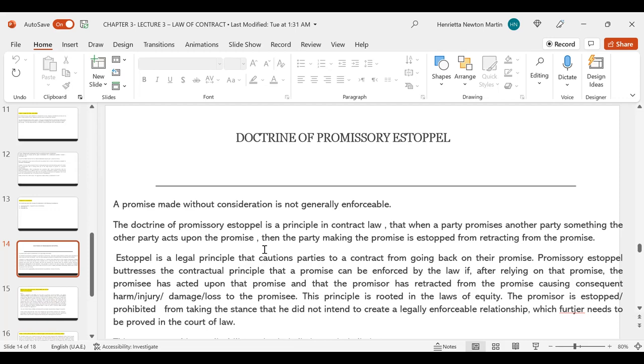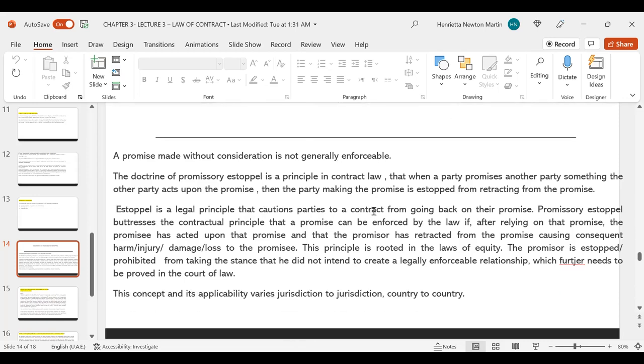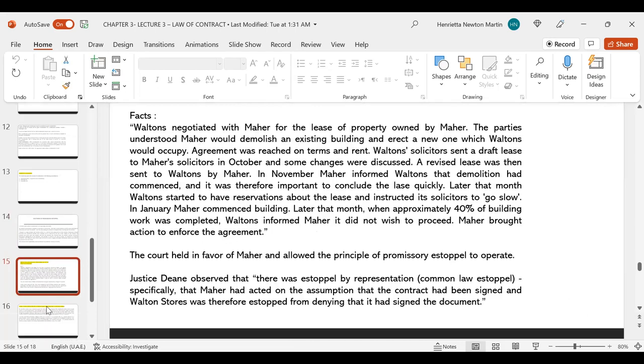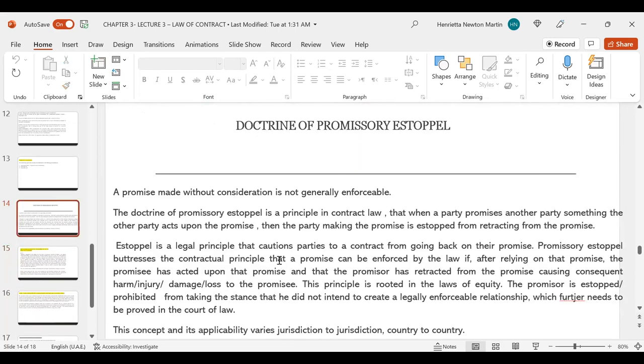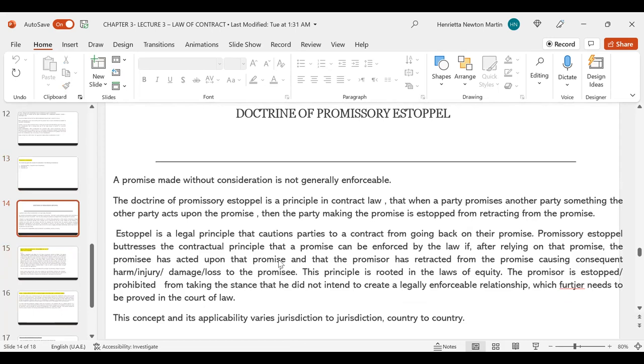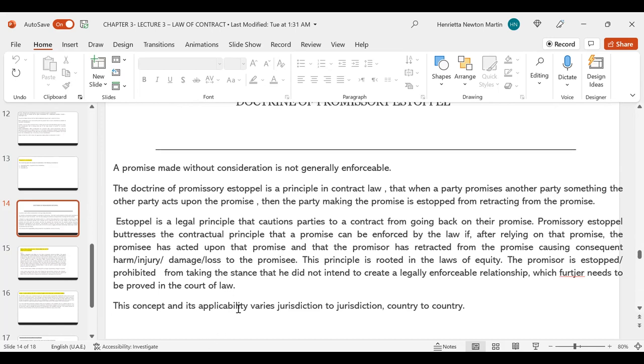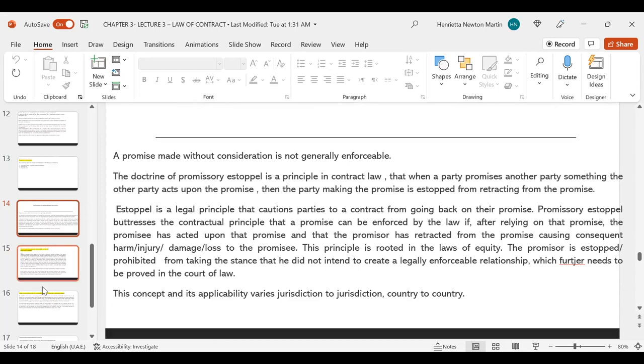Okay, so we will do it during the next class. I could even send you a recording on this, but I want you to be present, because if you have any questions, you can ask me. This is an important principle and this can come for your exams as well, the doctrine of promissory estoppel. It simply means that the promisor is estopped or prohibited from taking the stance that he did not intend to create a legally enforceable relationship, which further needs to be proved in the court of law.